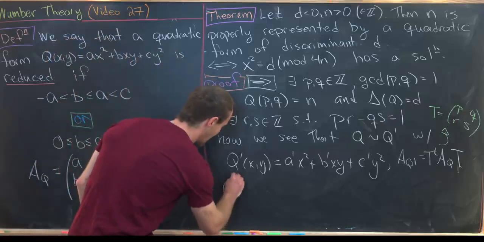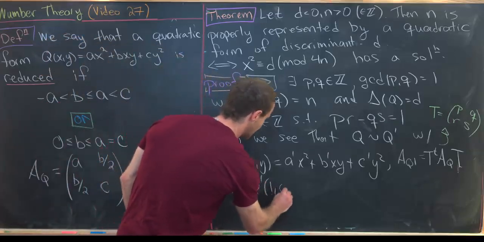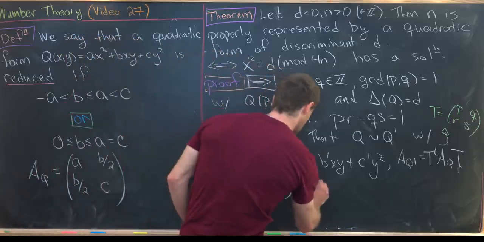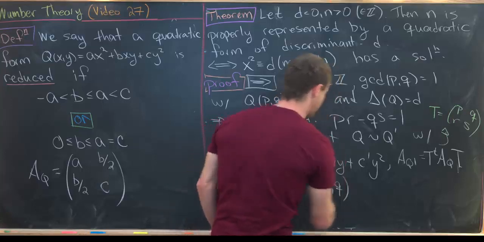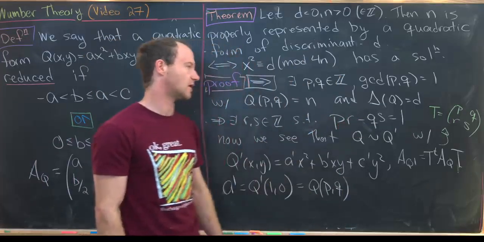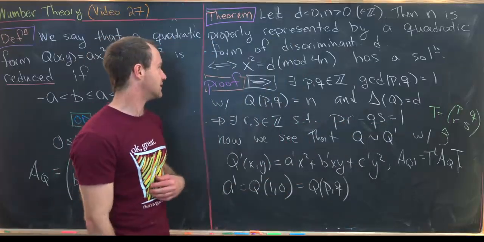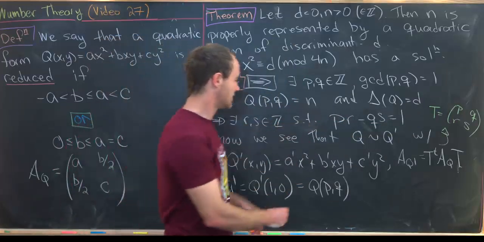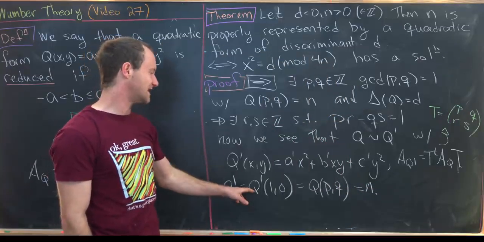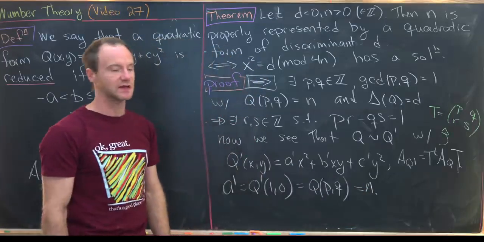Okay, so that was kind of a lot, but it sets up a really nice observation. So now let's notice that A prime is equal to Q prime evaluated at (1, 0) by our construction here. But that's exactly equal to Q evaluated at (p, r). So we can see that by our construction with this ps minus qr equals 1, this matrix T, and stuff like that. But now Q evaluated at (p, r) is equal to n from our original assumption. But now we've constructed a new quadratic form, which is a little bit nicer in the way that it represents n. It represents it with (1, 0) instead of (p, r).